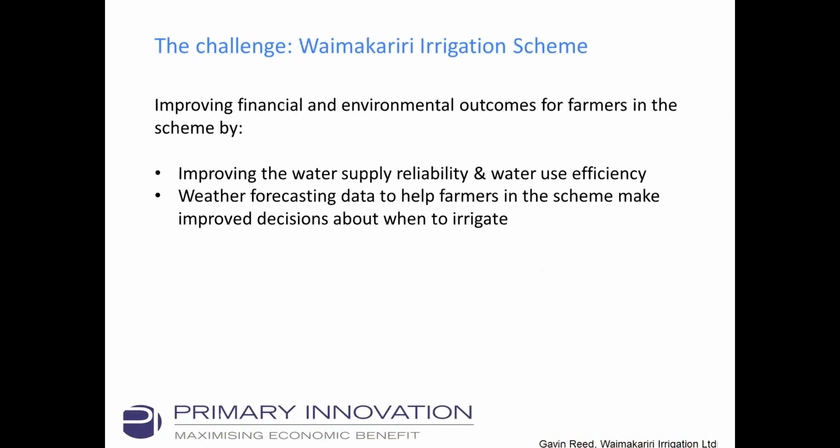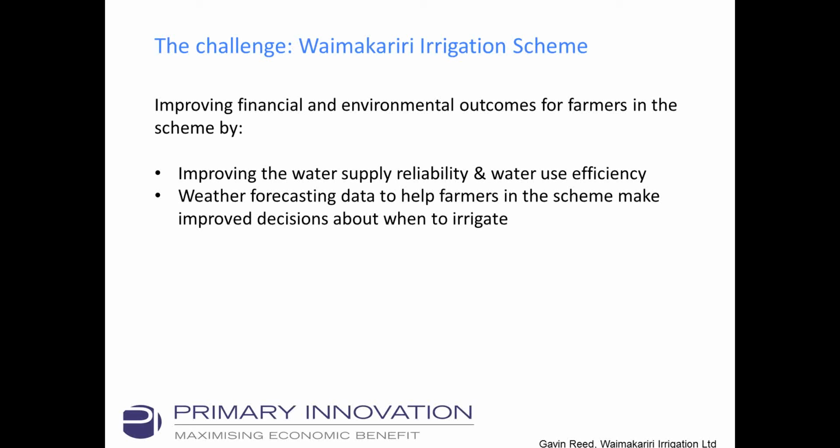Right. So a concrete example of a place where we're dealing with this challenge is the Waimakariri Irrigation Scheme. And the aim for that scheme, obviously, is in the end to improve financial and environmental outcomes for the farmers in that scheme. And they want to do that by improving the water supply reliability as well as the water use efficiency, on a similar note as the orchard disc that we were talking about earlier. And the way they're going about this is by using NIWA's weather forecasting data.